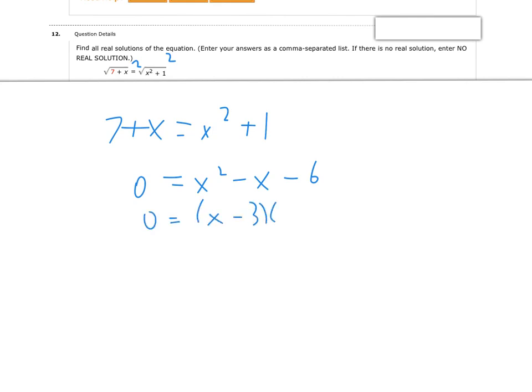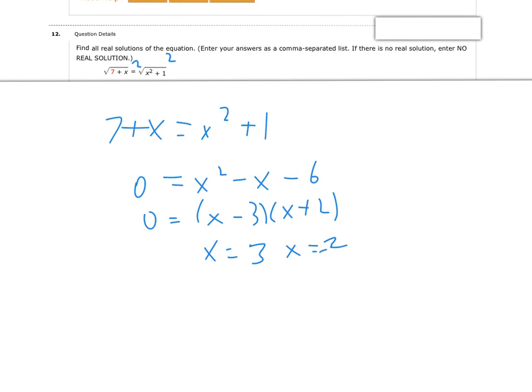All right, next up here, we have, let's see, radicals on both sides, so I can just square both sides right away to get rid of those. So 7 plus x equals x squared plus 1. I want to get one side to 0 here, so I'm going to say x squared minus x minus 6. And that'll be x minus 3 and x plus 2. So x could equal 3 or negative 2.